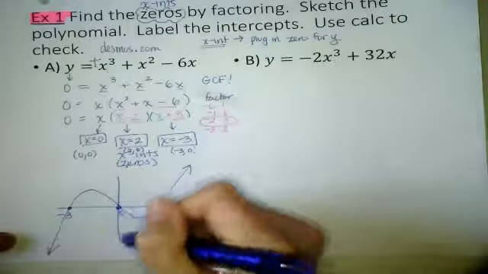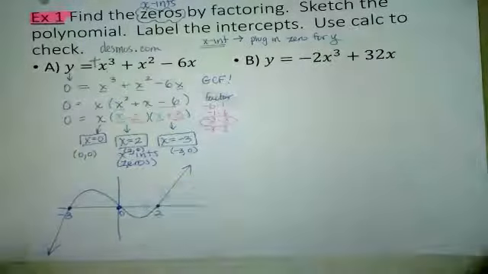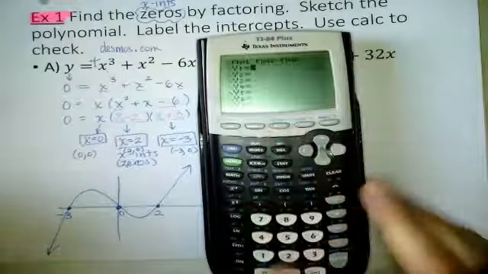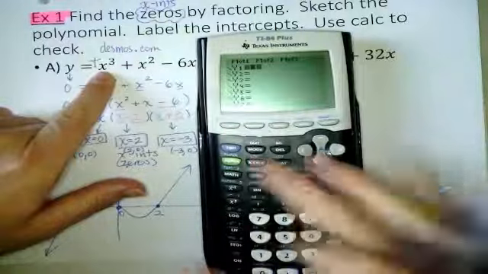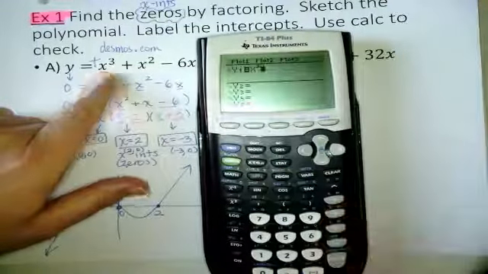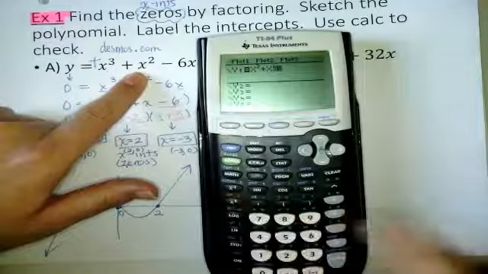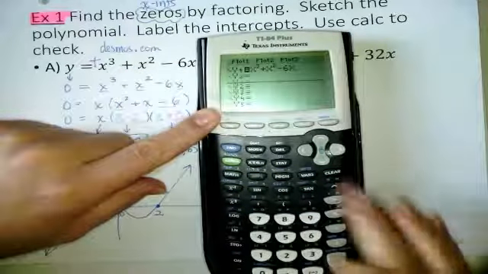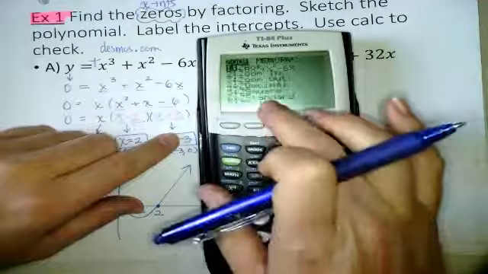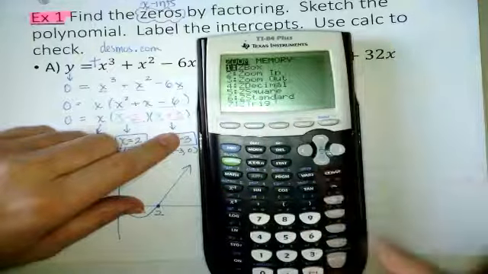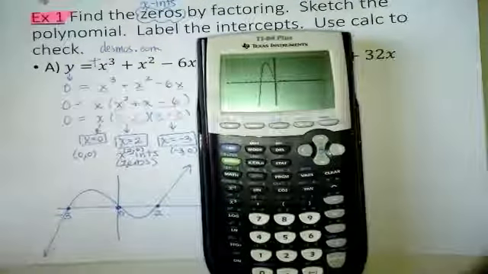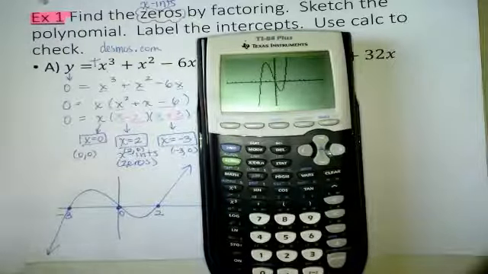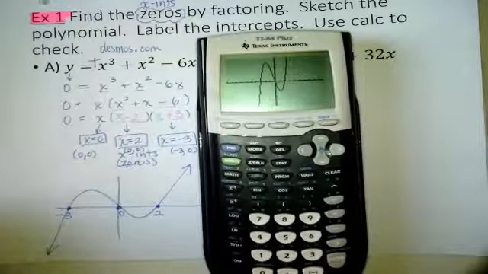You'll notice they didn't say anything about the y-axis because it doesn't matter. But let's go ahead and check. I'll use the Casio on the next one. We can go ahead and type in x^3 plus x squared minus 6x in your y equals menu, and then just do a zoom standard. Zoom 6 is a standard 10 by 10 window. And you can see that it looks almost exactly the same as what we graphed.